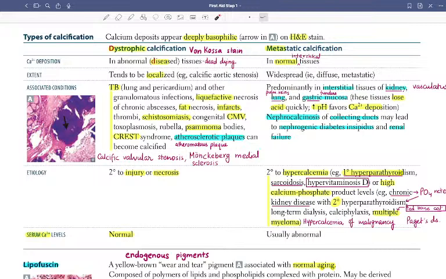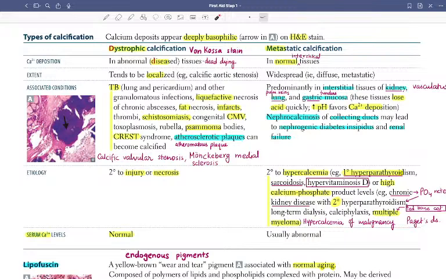Schistosomiasis, bladder cancer, calcific valvular stenosis, and even this Monckeberg medial sclerosis. This is malignant. It is all in hypertension. So Monckeberg medial sclerosis, calcific valvular stenosis, atheromatous plaque, Psammoma bodies, congenital CMV, rubella, schistosomiasis, fat necrosis, infarct, chronic abscess, liquefactive necrosis, TB, lung, pericardium.